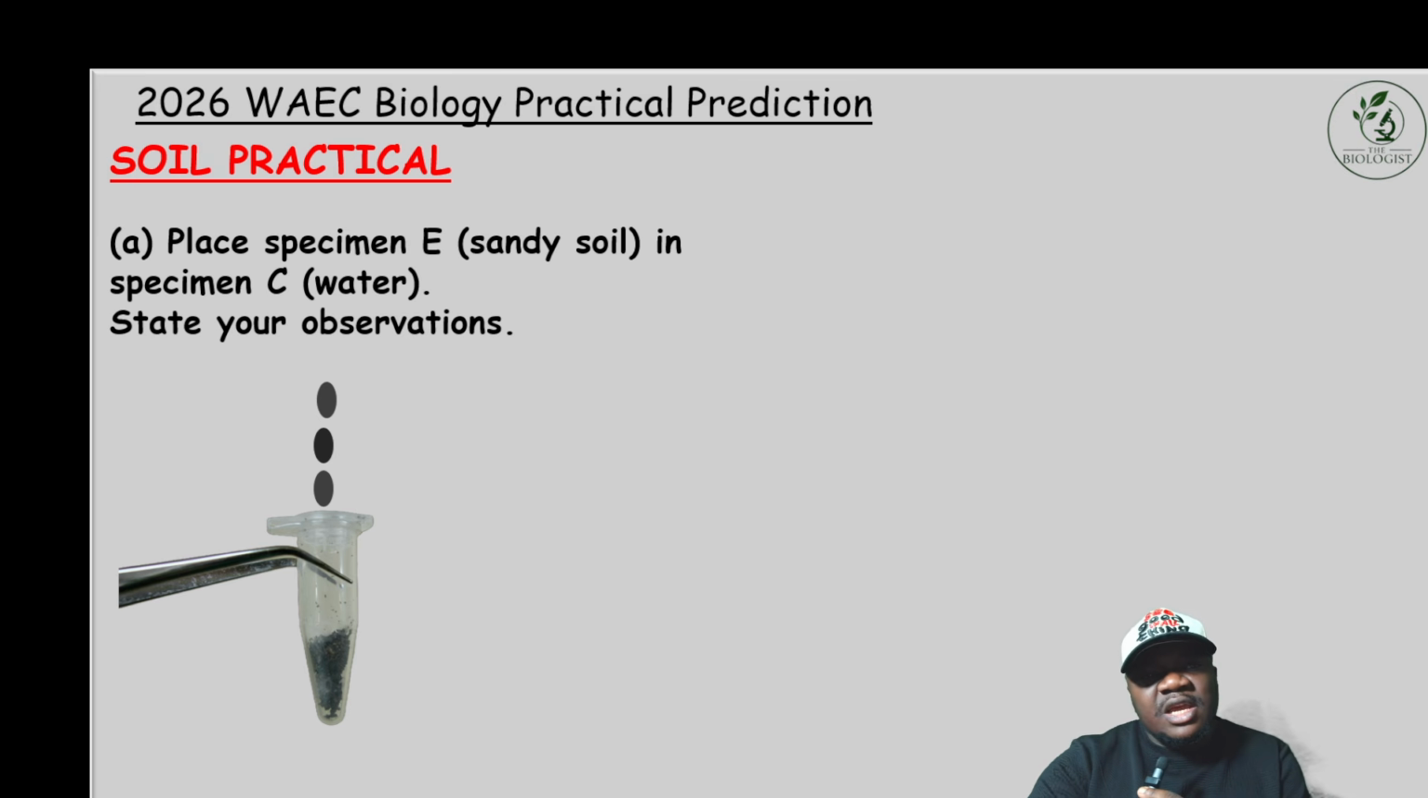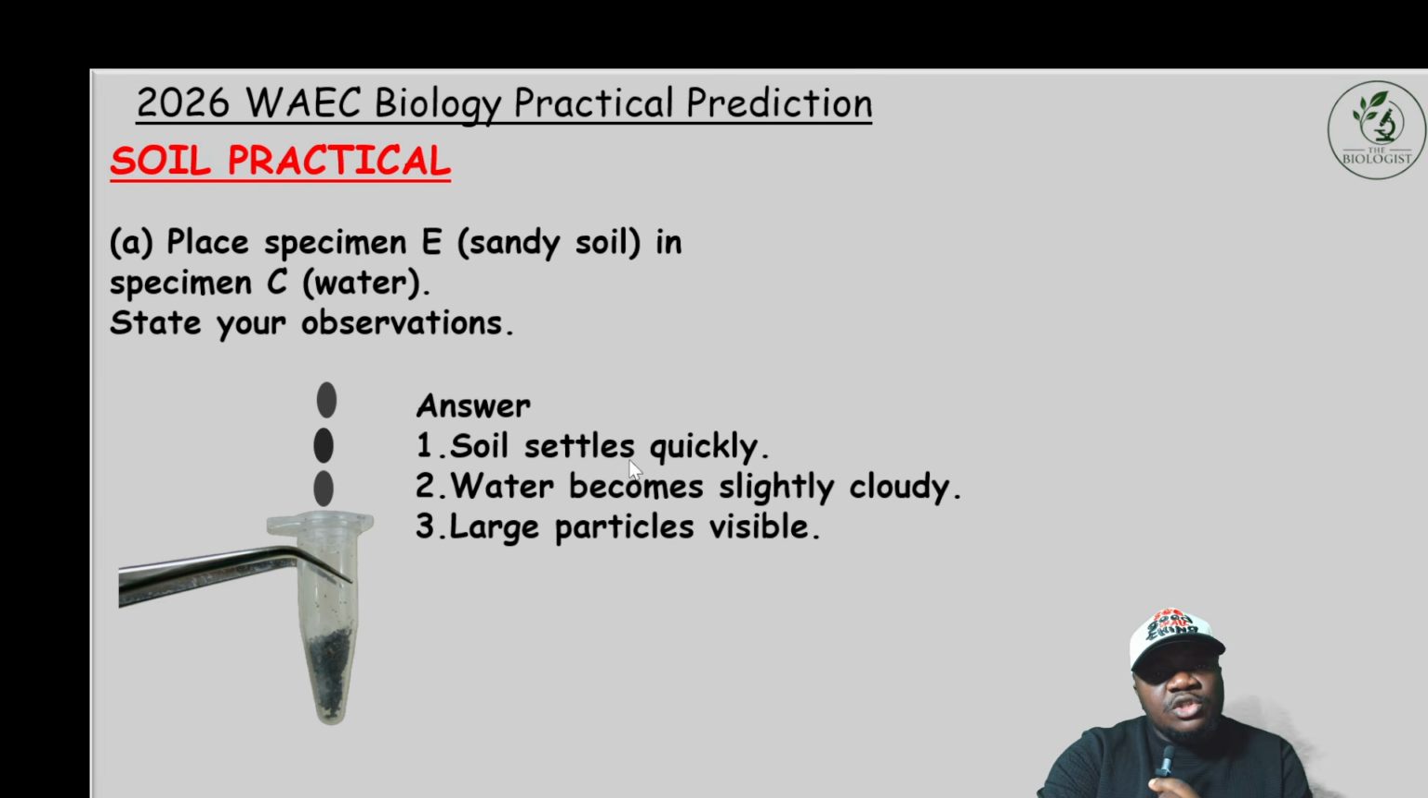All right, because of the air which is highly present in sandy soil. Okay, so soil settles quickly. It settles quickly because the sandy soil has loose particles. Then the water becomes slightly cloudy. Once you put it, it becomes cloudy. The water becomes very cloudy because it contains a lot of dust, so you cannot see through it.